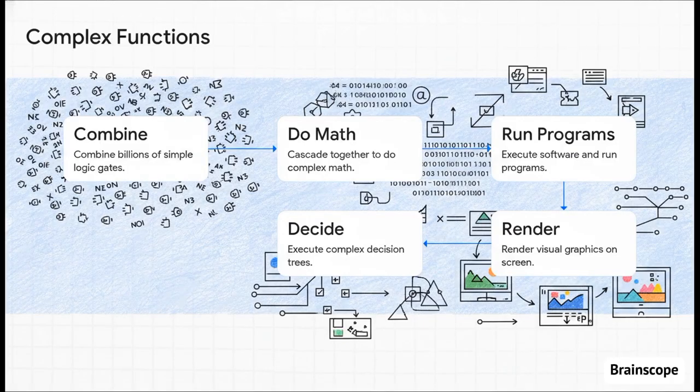The sheer power comes from scale. By combining millions or even billions of these simple logic gates, the machine builds up from those basic rules to doing math. That math allows it to run complex programs, render stunning visual graphics, and execute massive decision trees.